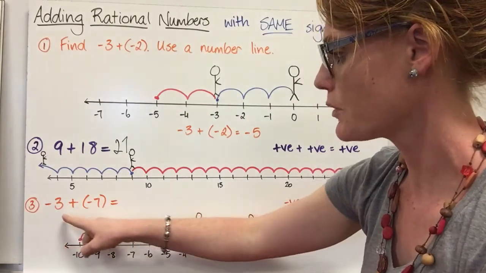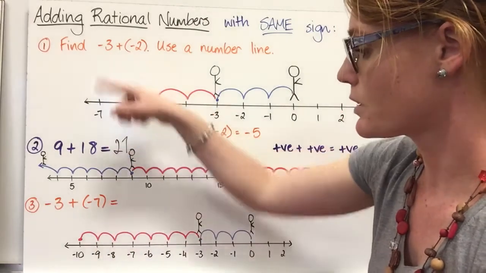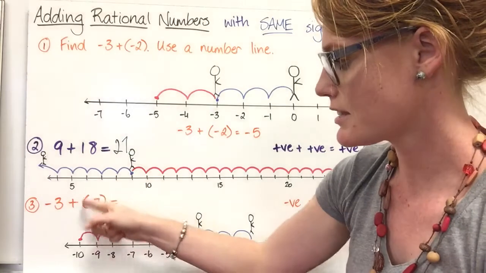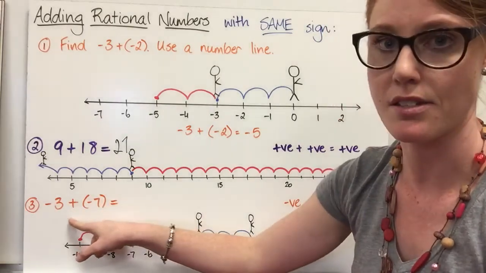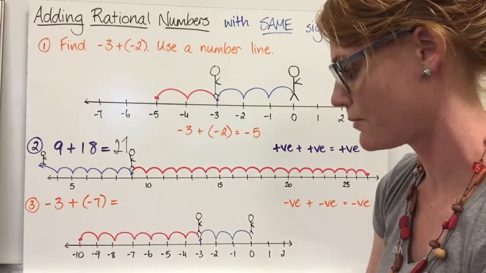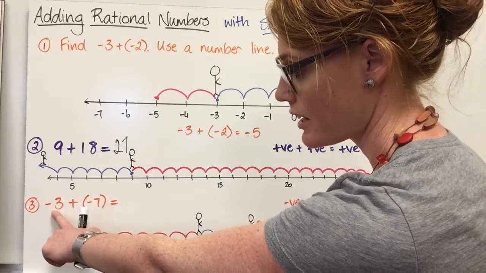Number 3, -3 plus -7. In this example and this one as well, you'll see these parentheses around the negative number. It's to separate it from the operation sign so that you don't get confused. So we've got -3 plus -7. So we start at 0. We're going to start at -3.